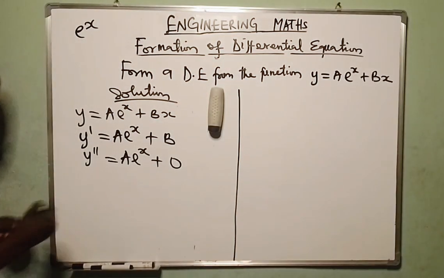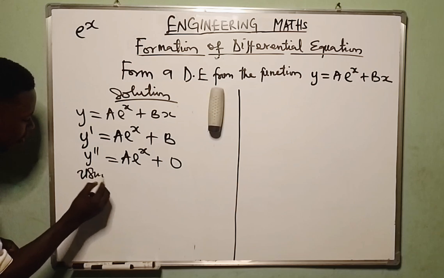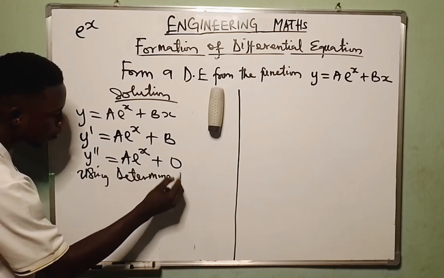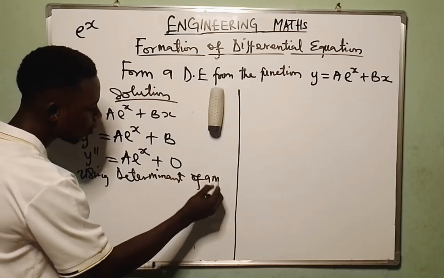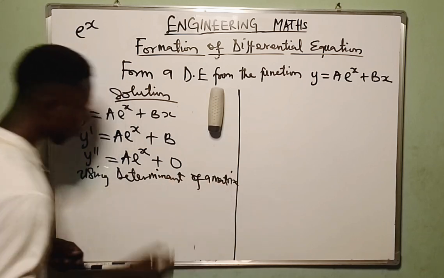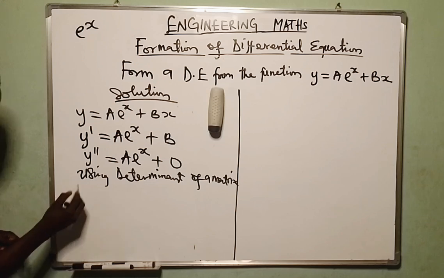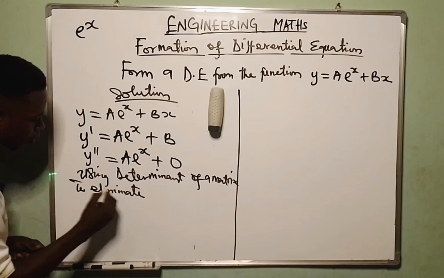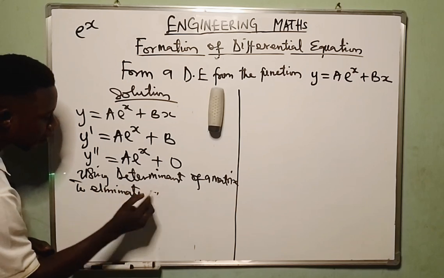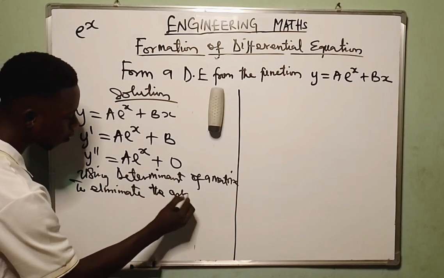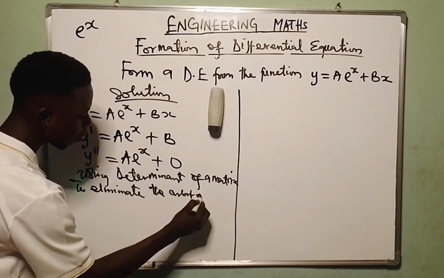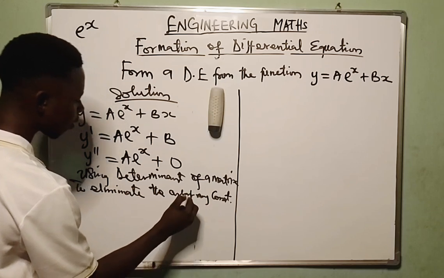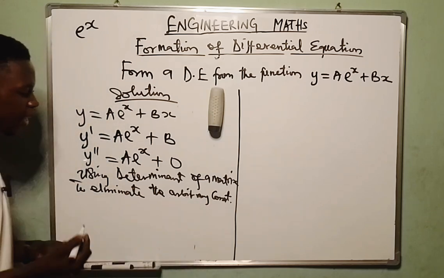Now what do you do? Using determinants of a matrix to eliminate the arbitrary constants, we are going to be having something like this.